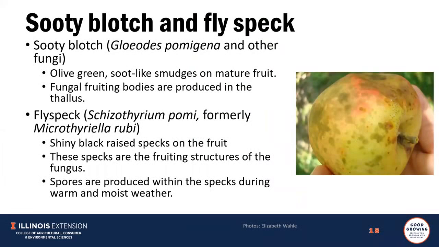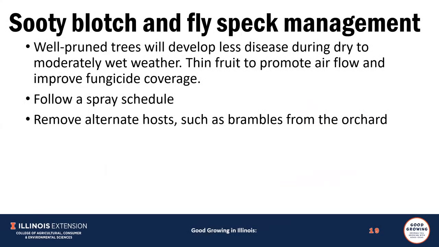Now, sooty blotch and fly speck, you might find this abbreviated as SBFS, and these are two mostly cosmetic diseases. They form on the fruit. There's a multitude of hosts for these particular diseases, but they are able to be wiped off the fruit, and the fruit can still be eaten. But using proper management practices will go a long way. So again, properly pruning your fruit trees and increasing that airflow, following the spray schedule, and removing your alternate host.